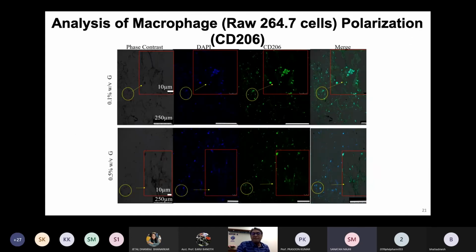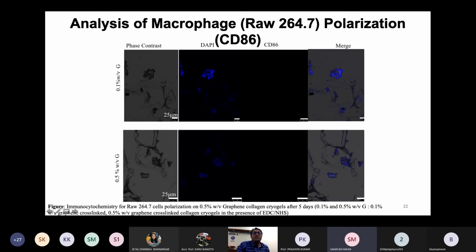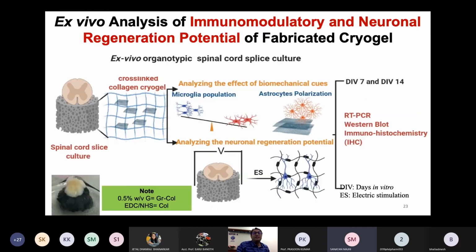We confirmed the same with our immunohistochemistry analysis in our material, using CD206 as a marker. You see more CD206 is present, and a very small amount is present here. You see CD86, which is a pro-inflammatory kind of marker, has very diminished expression, so very few pro-inflammatory markers are present at the cell level.